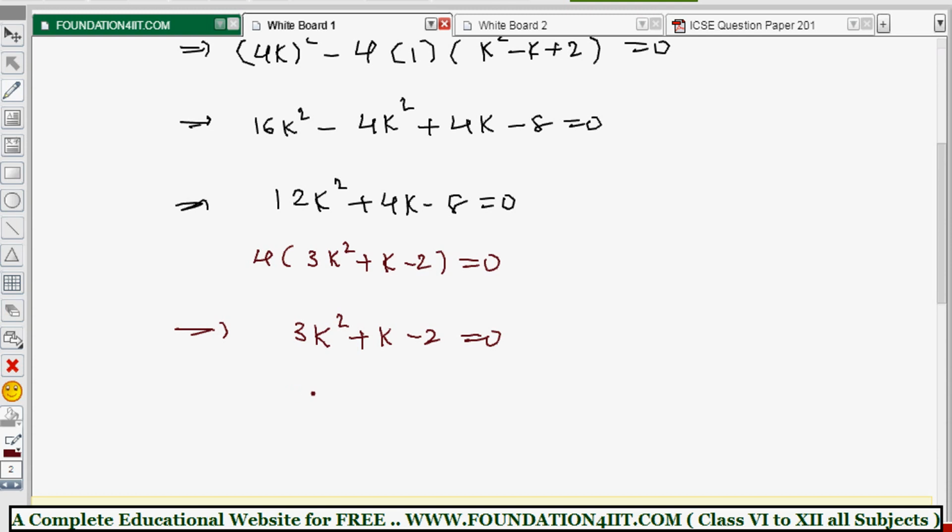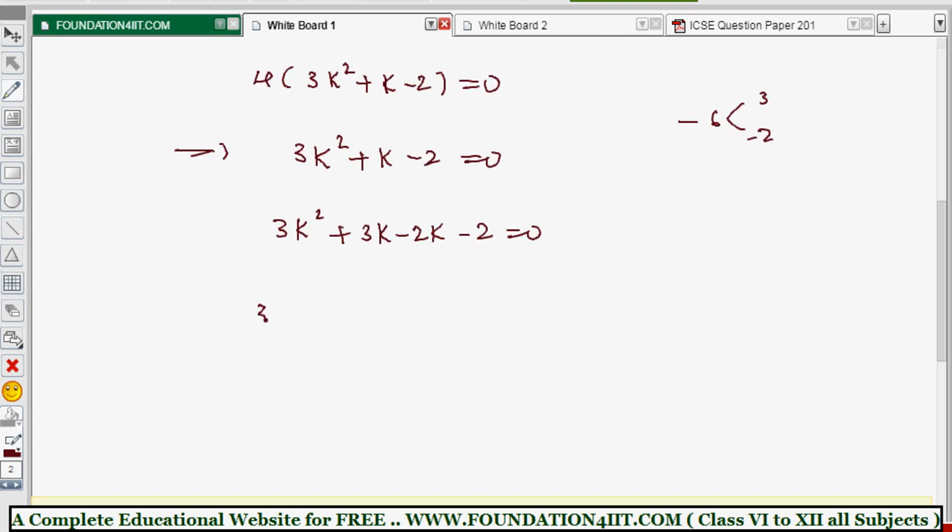We'll factorize this. So 3 into minus 2 is minus 6. So for 3k square, we need minus 6. The product should be minus 6 and the sum should be plus 1, so we can take 3 and 2. So 3 into minus 2 is minus 6, 3 minus 2 is 1. So plus 3k minus 2k minus 2 is equal to 0. And that is 3k common, k plus 1, and minus 2 common here, k plus 1. Then 3k minus 2 into k plus 1.